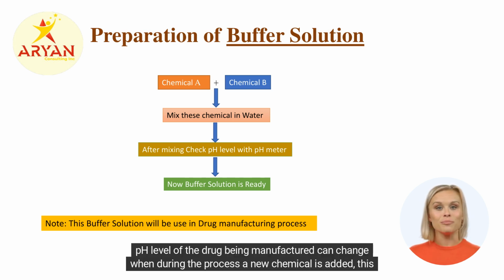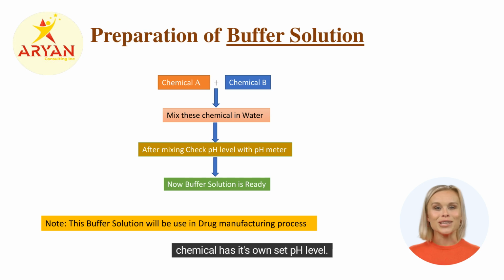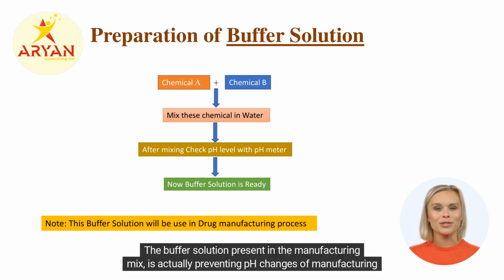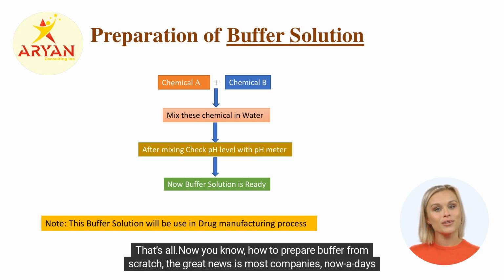pH level of the drug being manufactured can change when, during the process, a new chemical is added. This new chemical being introduced to the manufacturing mix could introduce a higher or lower pH level, as every chemical has its own set pH level. The buffer solution present in the manufacturing mix is actually preventing pH changes of the manufacturing mix and keeping it stable when a new chemical is added, just like your blood's capability we discussed. That's all. Now you know how to prepare buffer from scratch.